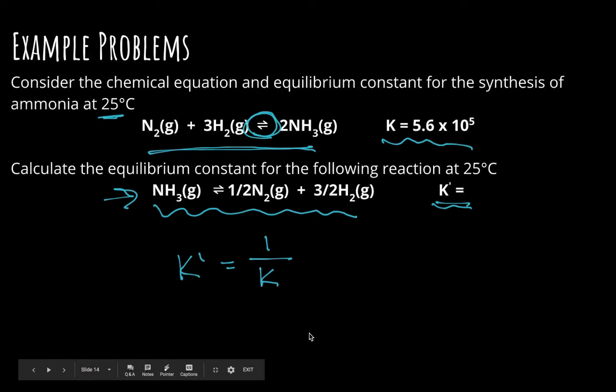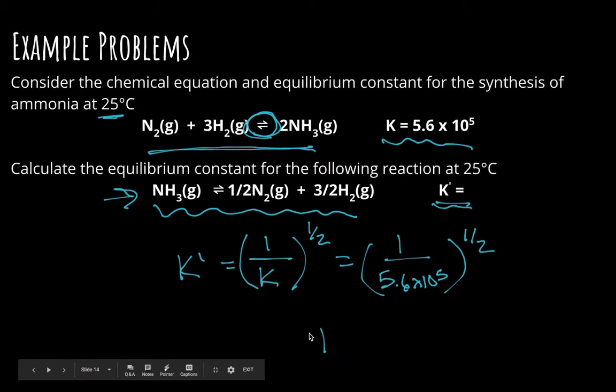Then the other thing, notice the coefficients were all divided by 2. So again, instead of dividing the K by 2 like I would have if it were an H, I'm going to raise this to the 1/2. So to get the new K, because I flipped it, I'm taking 1 over, and because I divided all of the coefficients by 2, I'm raising it to the power of the 1/2. So I would take 1 over the original K, that 5.6 times 10 to the 5th, to the 1/2. So my new K, my K prime, would be 1.3 times 10 to the -3rd.